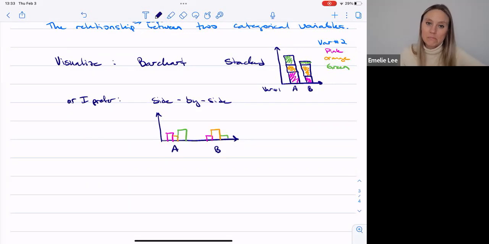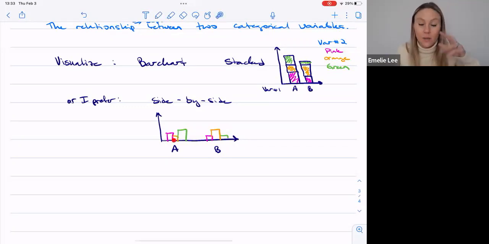Okay. Same idea. It's just whether they're stacked or not. I prefer the side by side just because then again, it's easier for me to compare within each group, right? The pink versus the orange versus the green.